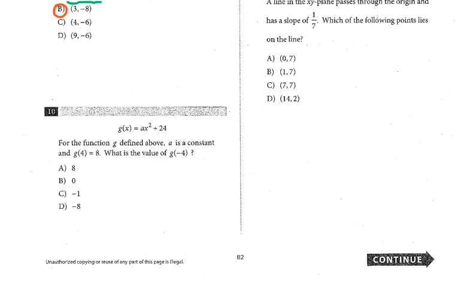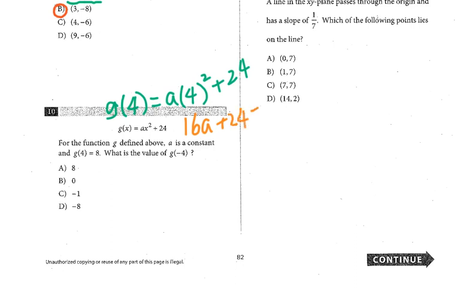then we know B will be your answer. For number 10, for the function g defined above, a is a constant and g of 4 equals 8. What's the value of g of -4? First of all, you can plug in x equals 4. You will get 16a plus 24 equals 8. Then you solve for a, and you will get a equals -1.